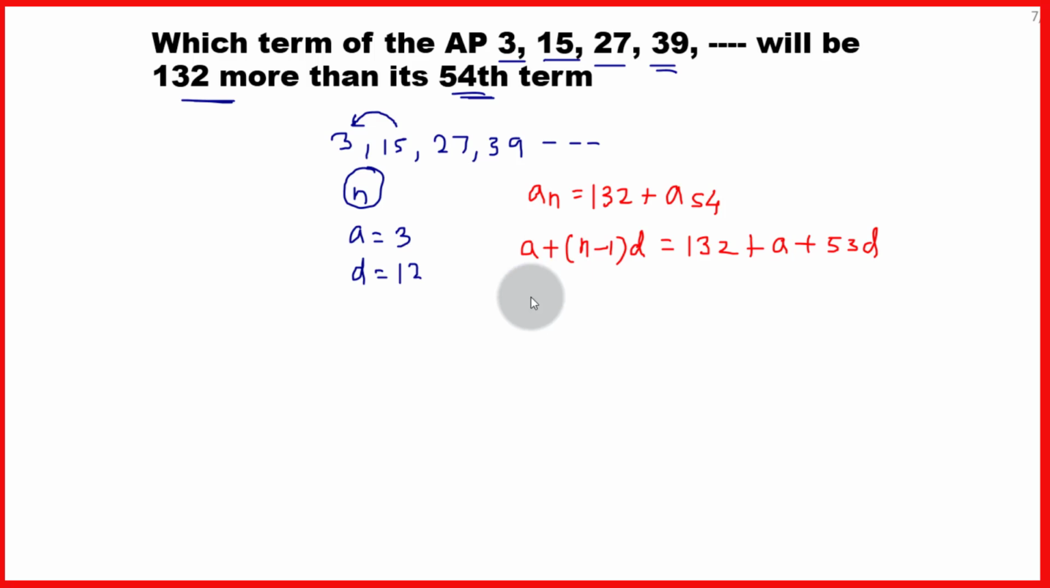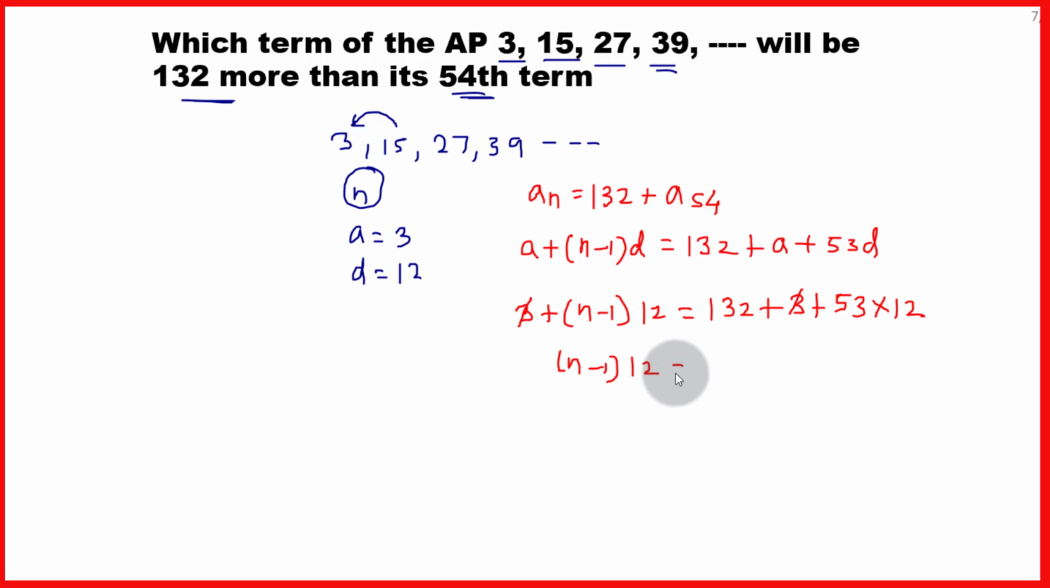Now here we know the values of A and D and we have to find n, and therefore put the values of A, that is 3, so it will be 3 plus (n minus 1) into D, which is 12, equal to 132 plus A, which is 3 plus 53 into 12. Here friends, this 3 and 3 will get cancelled and you will get (n minus 1) into 12 equal to 132 plus 53 into 12.